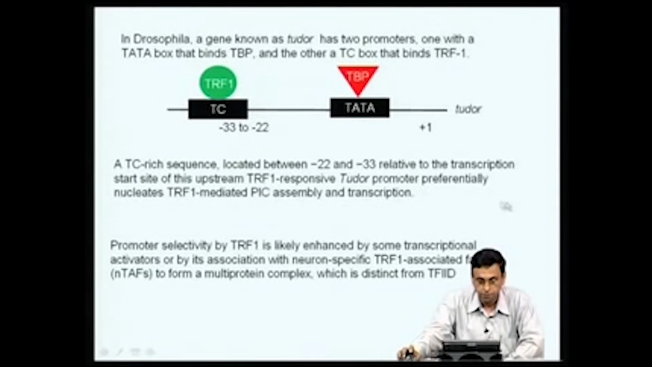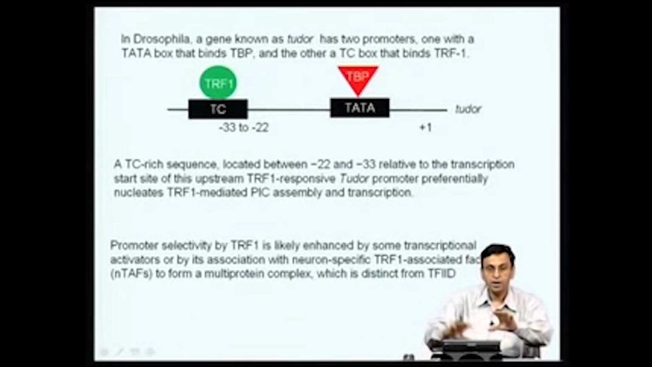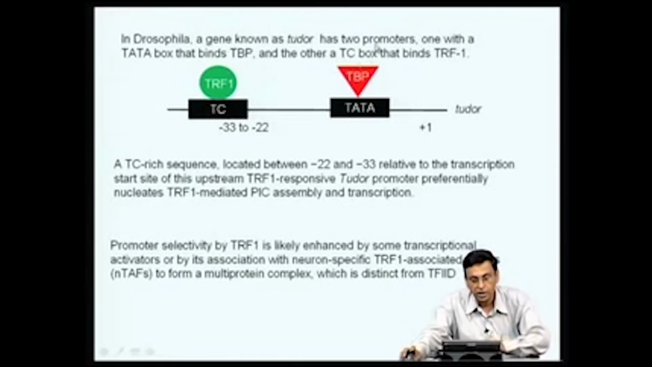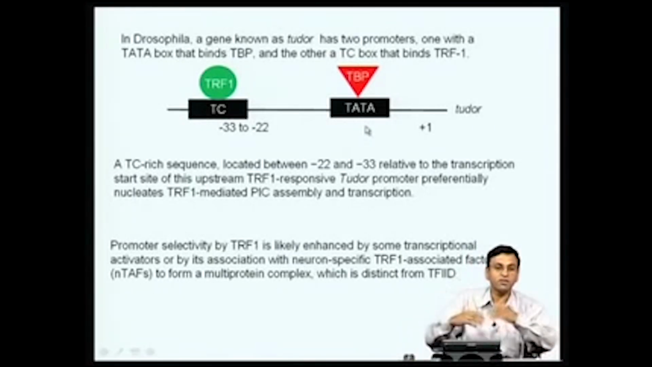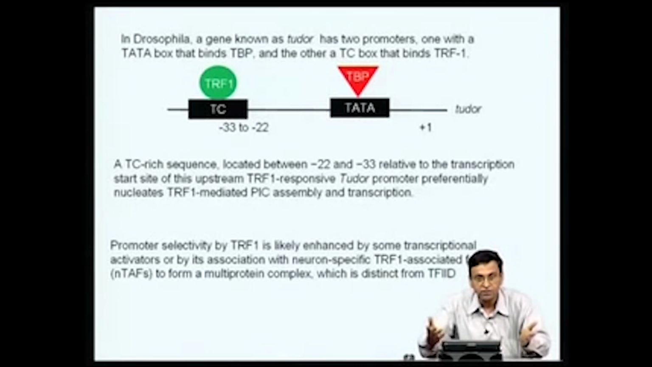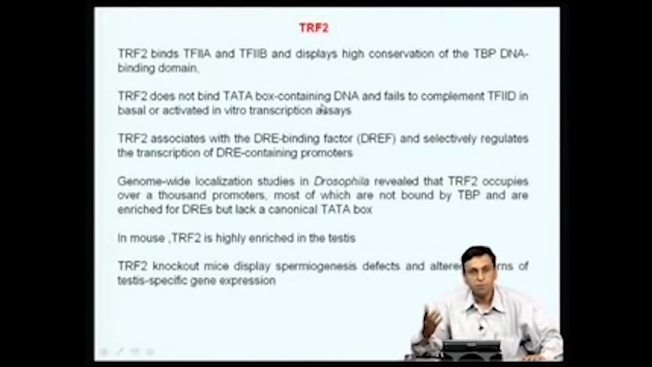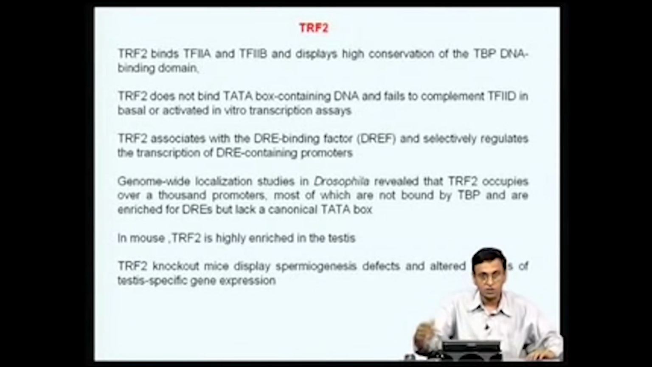and this TC sequence located between -22 and -33 relative to the transcription start site serves as the binding site for TRF1. So, the promoter selectivity by TRF1 is enhanced by some transcription activators as well as by its association with neuron specific TRF1 associated factors, and therefore, the same gene, depending upon whether TRF1 binds to this sequence or TBP binds to its sequence, can be differentially regulated. So, there are variations in both the cis acting elements as well as the general transcription factor binding to these sequences. Similarly, another TBP related protein called TRF2 was identified.